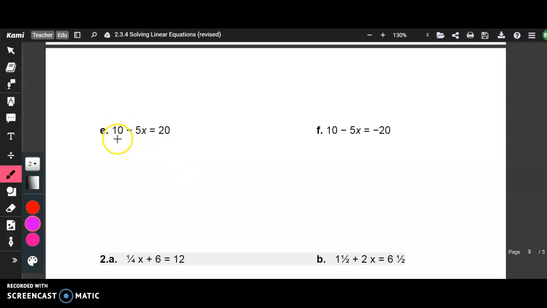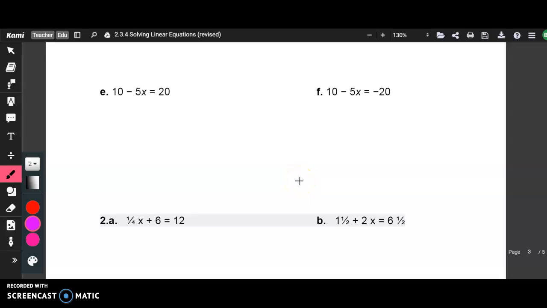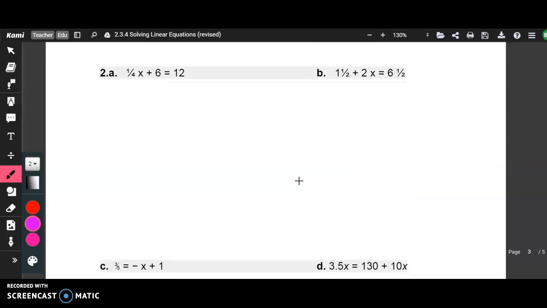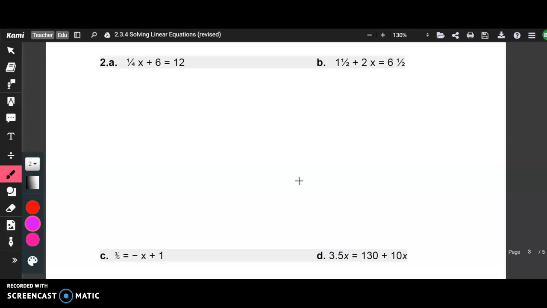What is going to be your first step to solving question E? And what is going to be your first step solving question F? Let's go on to number 2.